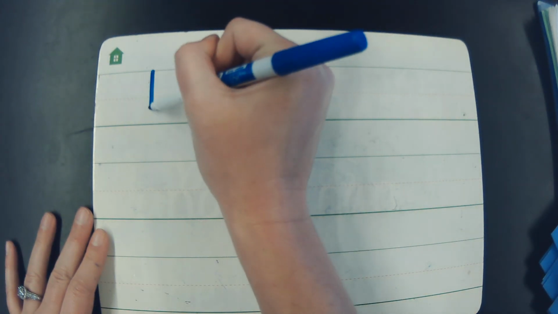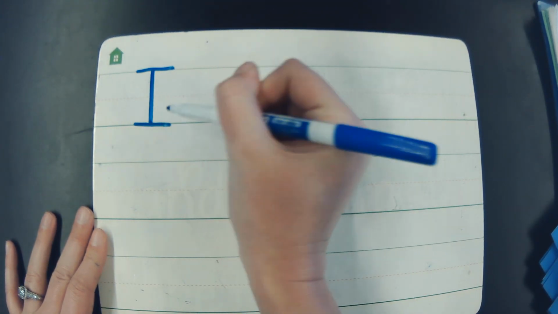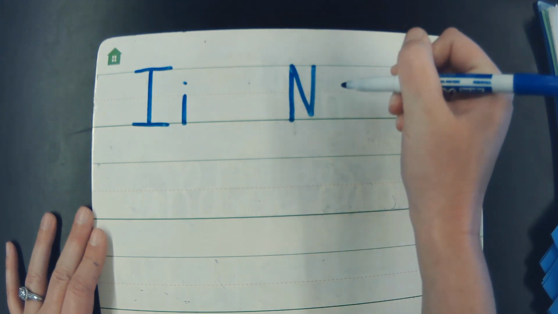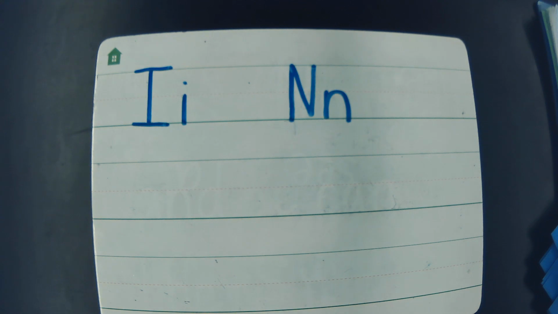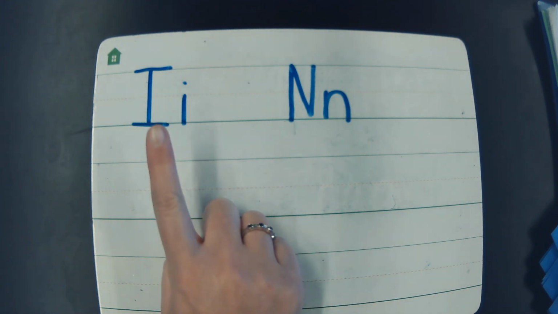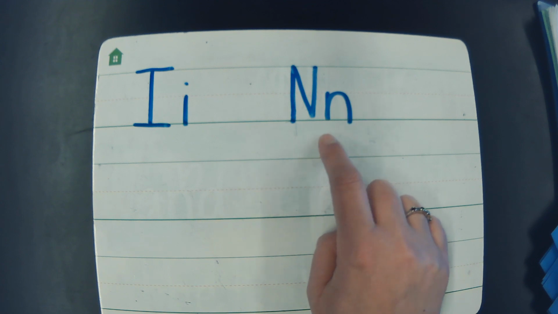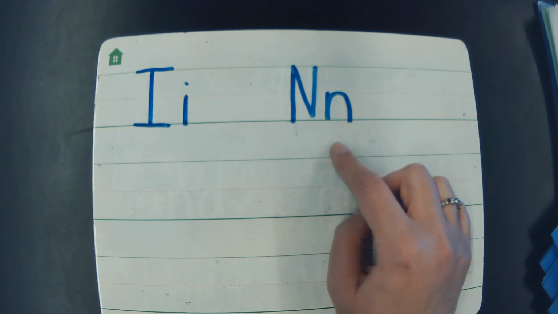We have been working on the letter I. And this week, we are working on the letter N. The I says /i/. Every letter makes a sound. The I says /i/, like in the word icky. Right? The I says /i/. And then N says /n/.